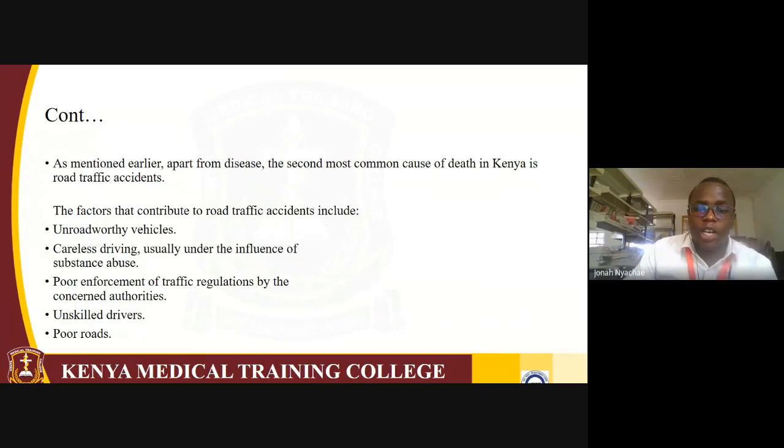This one I will not go over, where we are talking about road traffic accidents, which, you know, if you have an unroadworthy vehicle, a careless driver, poor enforcement of regulation, and so on, can lead to road traffic accidents.